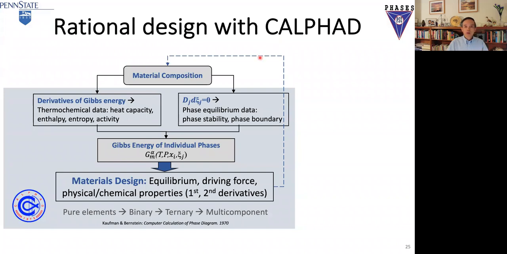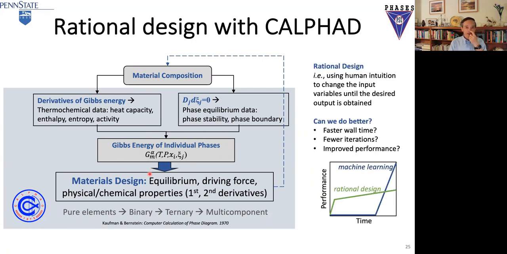The idea is that with the knowledge we have, we are not guessing, but we get some ideas about the composition range. Then we do the calculations. We do the design, and then we go through the cycle. So it's called rational design. It uses human intuition or knowledge to change the input variables until the desired output is obtained. The question is, can we do better? Can we do it faster, with fewer iterations? And can we get even better materials?